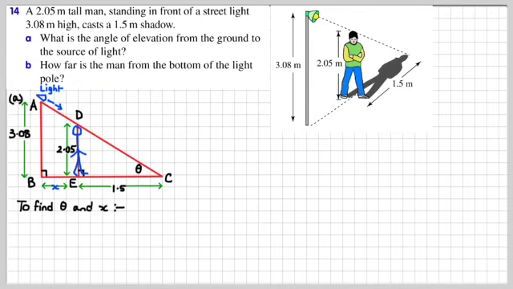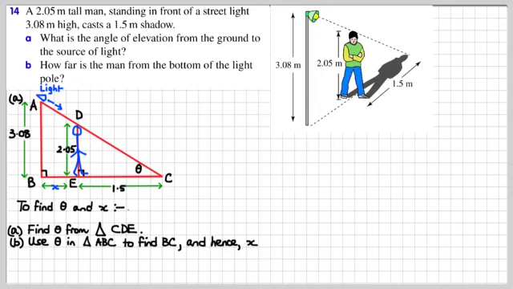Now let's go for this. We need a game plan. To find theta and x, first of all, I think theta is pretty easy to find because we could use the small triangle C, E, D with the right angle at the base. To find theta, which trig ratio would you use, guys? I would use tan, because tan theta would be the opposite, 2.05, over the adjacent, which is 1.5. So find theta from angle CDE.